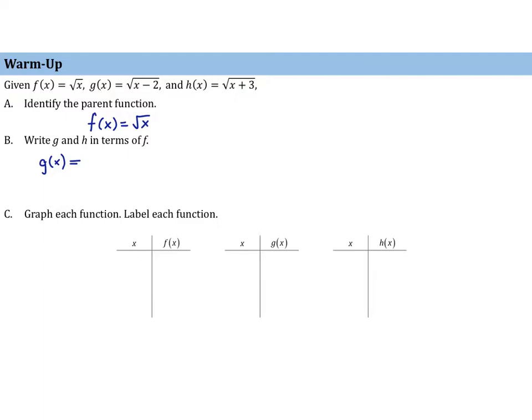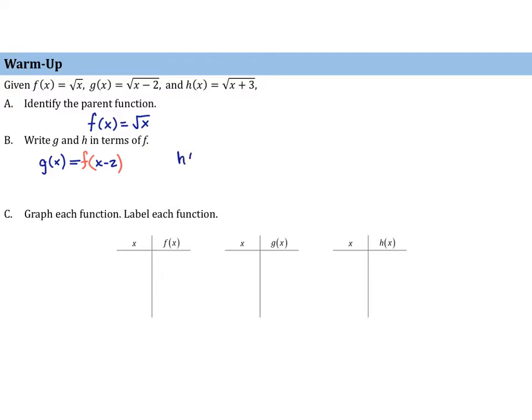But in g, we're not taking the square root of our input. In g, our input is x, and we're going to take the square root of x minus 2. So if f says take the square root, then what are we taking the square root of in g? We're taking the square root of x minus 2. So g of x is simply f of x minus 2.